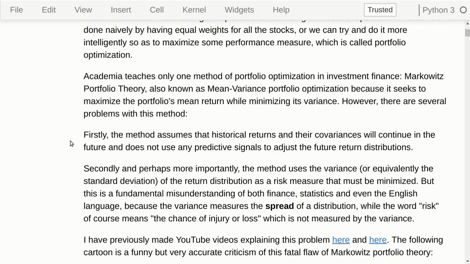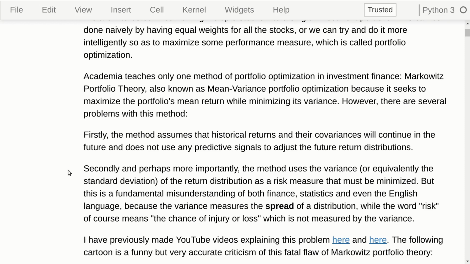But there are several problems with this method. Actually, if you read Markowitz's book, he didn't really know how to forecast the return distributions. So the basic way that this is being used is to use historical data. So we use the historical returns and their covariances, and we just somehow assume that these will be valid for the future as well. What we really need is a way to use predictive signals to adjust the future return distributions.